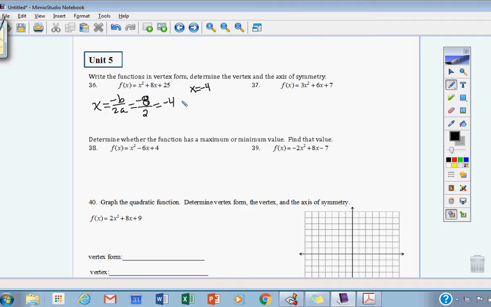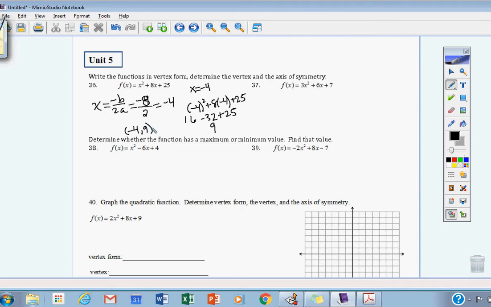And then to find the vertex, you can just take that and plug it in. So basically, we take negative 4, plug it into our function, and we get 16 minus 32 plus 25. 16 minus negative 16 plus 25, we get a 9. Okay, so that means the vertex would be at negative 4 and 9.